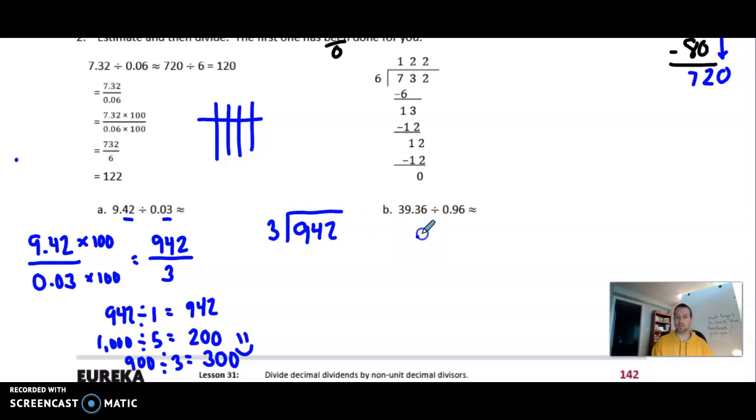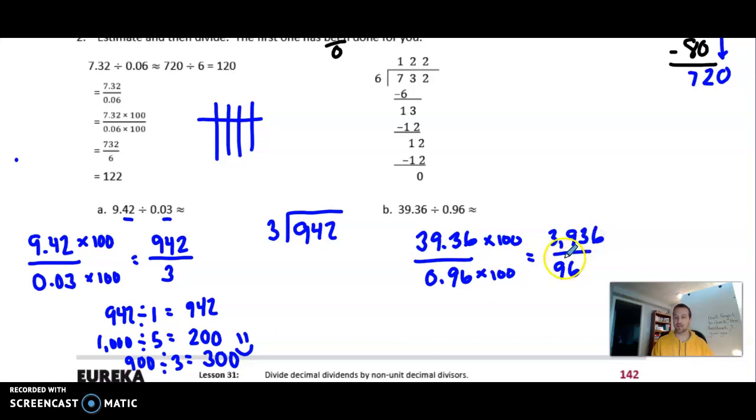Really quick over here, if we had 39 and 36 hundredths divided by 96 hundredths, I need to get rid of the decimal, so it needs to move 2 places. Multiply by 100, multiply by 100. That should give us 96, and if you put it on your place value chart, 3,936. I might round this one to 100. What's this close to? About 4,000. And what is 40 divided by 1? That's going to give us 40 with our 2 zeros there.